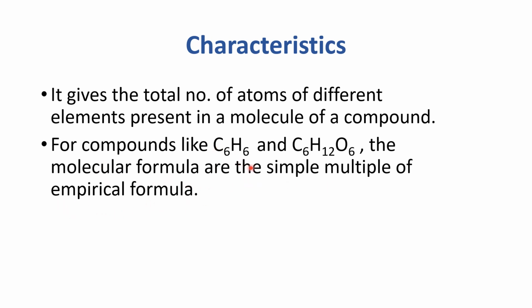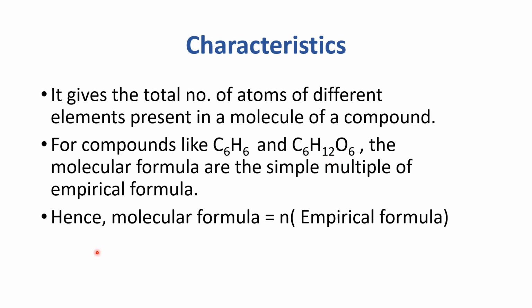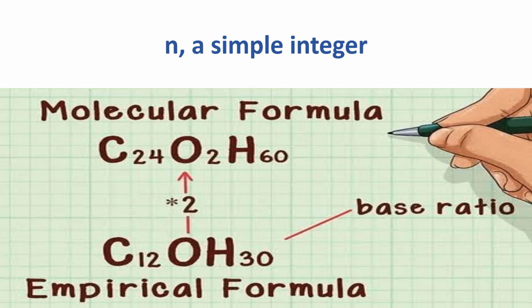Benzene का empirical formula is CH, while its molecular formula is C6H6, while that of glucose is CH2O, and its molecular formula is C6H12O6. Hence, molecular formula is the empirical formula times n, where n is an integer number. It's a whole number. Just like in this example, 2 is an integer whole number.